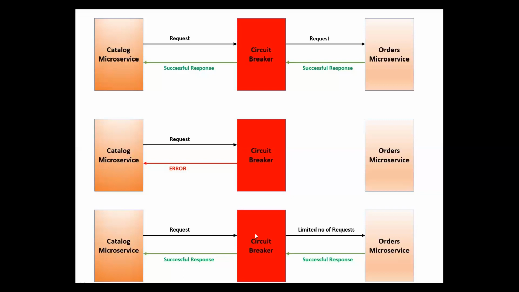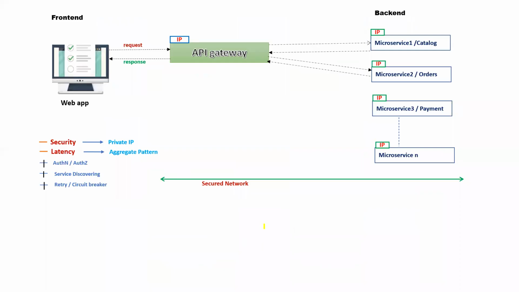So requests will be sent through the circuit breaker with a limited number of requests to order service. And order service will process the request, and that response will again be sent to catalog service. This is a different pattern we have in microservices to minimize the requests to interdependent services, to increase the performance and improve the security. Okay, so going on, the next one is rate limit.